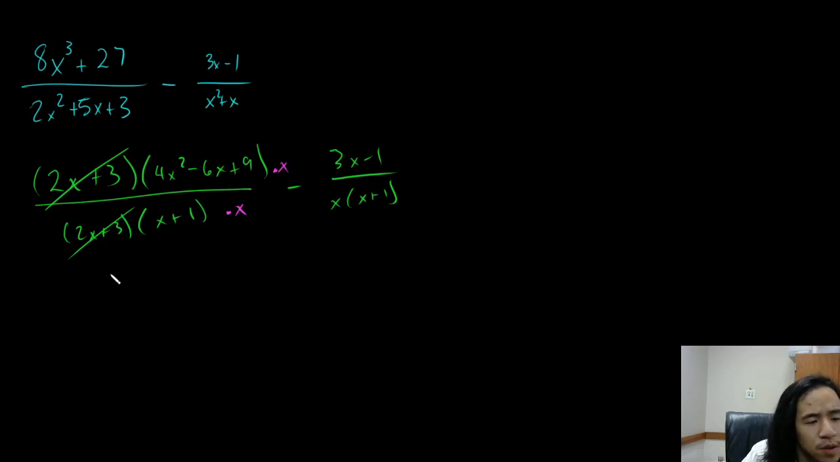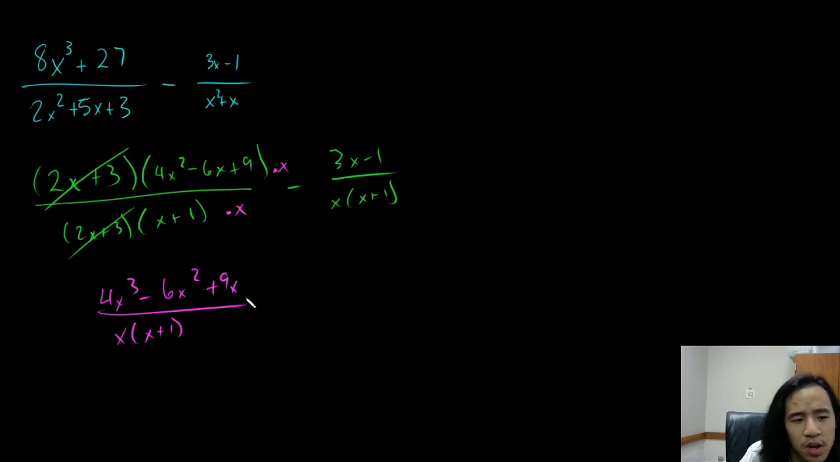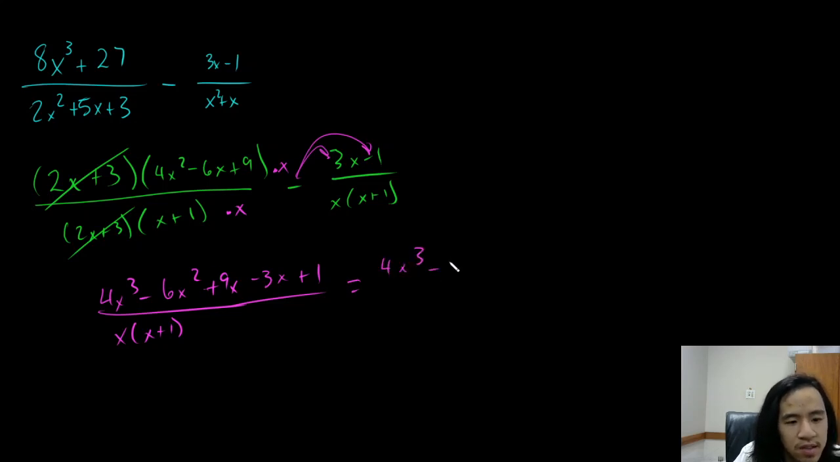Let's distribute this out. So this will be 4x cubed minus 6x squared plus 9x over x times x plus 1. And we need to subtract 3x minus 1. Remember, you have to distribute your subtraction, so it's actually going to be minus 3x and then plus 1. Let's write this neater and combine these like terms. So 4x cubed minus 6x squared plus 6x plus 1, all over x plus 1 times x.